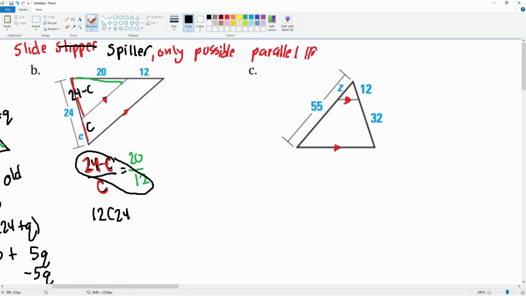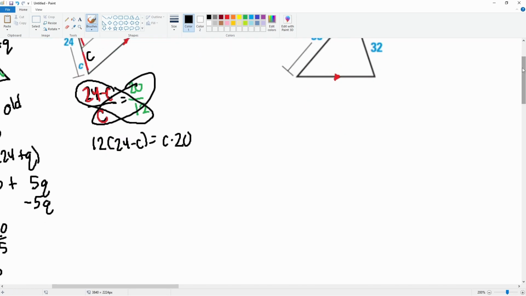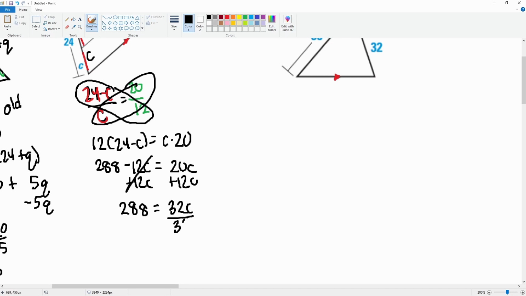12 parentheses 24 minus c is equal to c times 20. All right, let's do that multiplication. So 12 times 24, that gets you 288, minus 12c is equal to 20c. Add 12c to both sides, because this is the only way we get that to cancel on the left hand side. 288 is equal to 32c. We divide by 32 to both sides. You get 288 divided by 32. You get c equals 9.